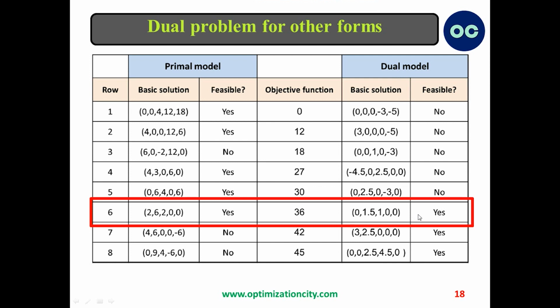This solution happens to be an optimal solution for both models. However, in other cases, either one or both problems are infeasible. So we have only one case where this basic solution is feasible. This is the optimal solution of both problems. This is a very important theory in operations research, in the subject of duality theory.